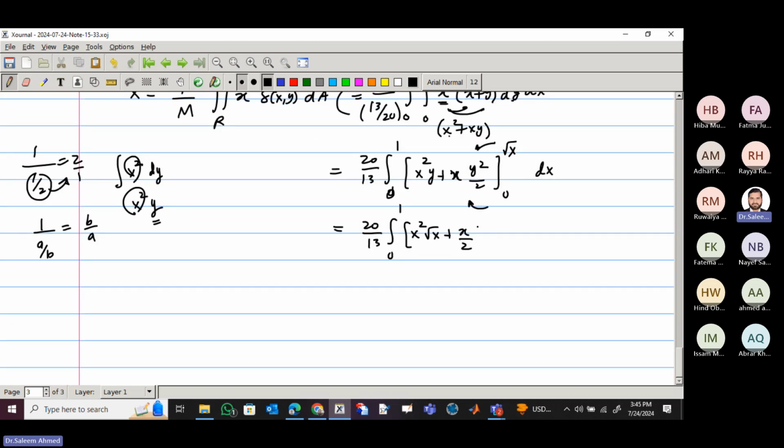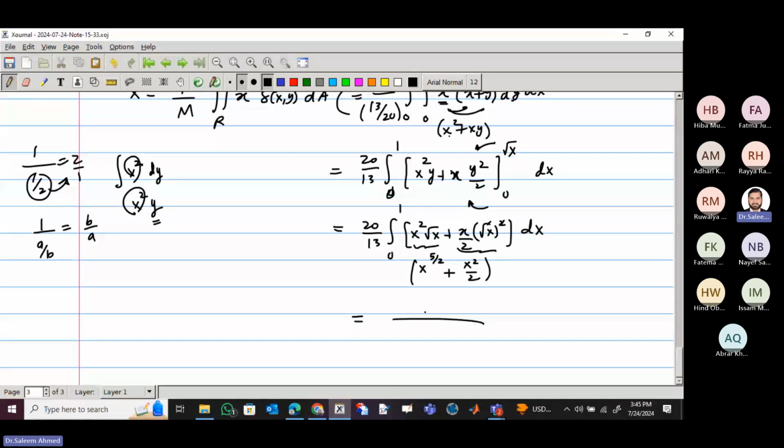X by 2 and square root of x square, and 0 will make everything 0. So now again, x square and square root of x. This is x to the power 2 plus 1 by 2, which is 5 by 2, right? And here x squared is gone, so it is x squared by 2. So now you will integrate this function. First you should simplify and then integrate, and get the answer.